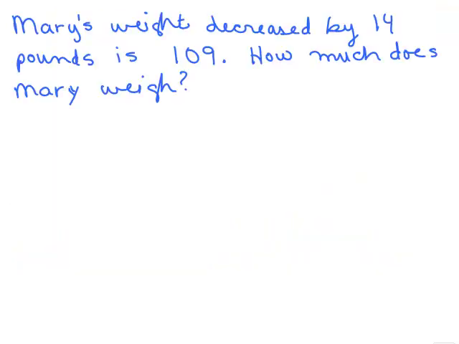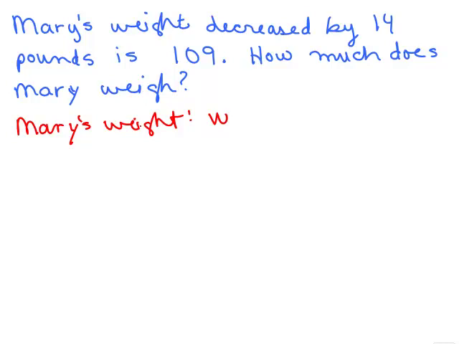Next problem. Mary's weight decreased by 14 pounds is 109. How much does Mary weigh? Again, you read through the problem and look to see what you're looking for. You're looking for Mary's weight, right? Because it says how much does she weigh? So how about we say Mary's weight is, how about W? Remember, it's up to you what variable you want to use.